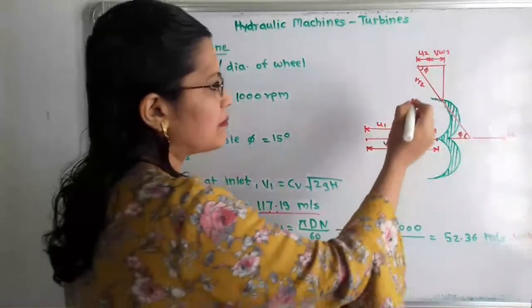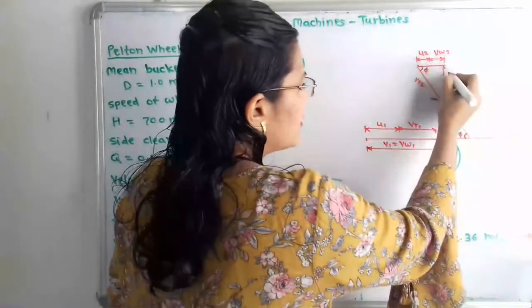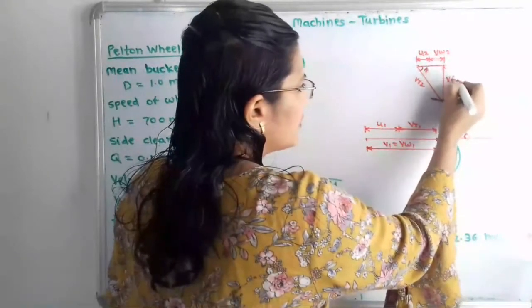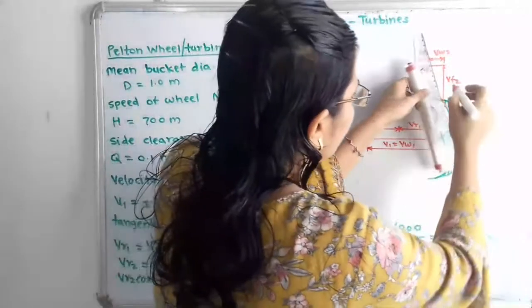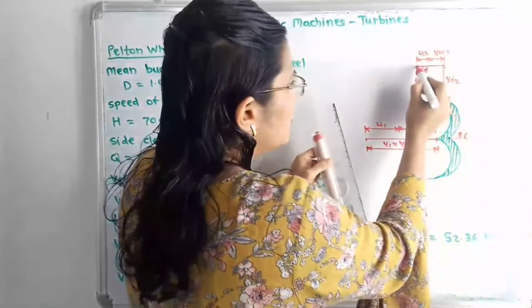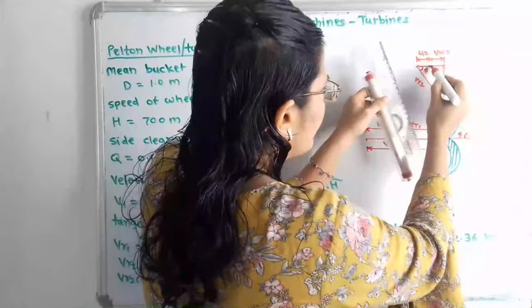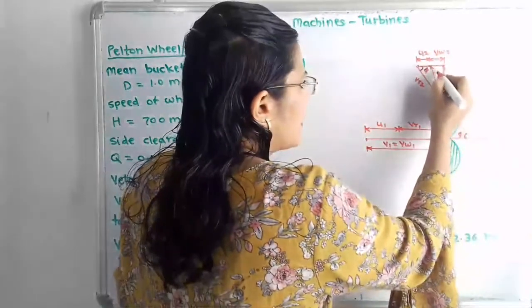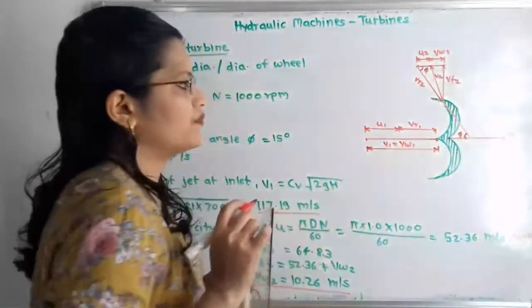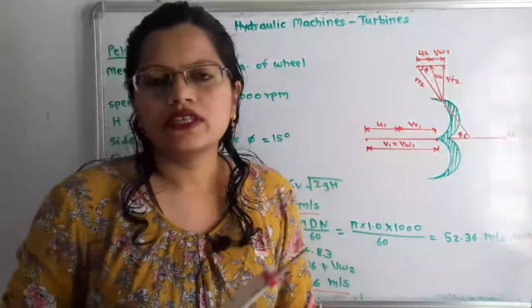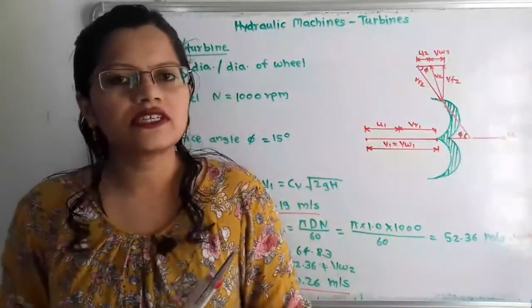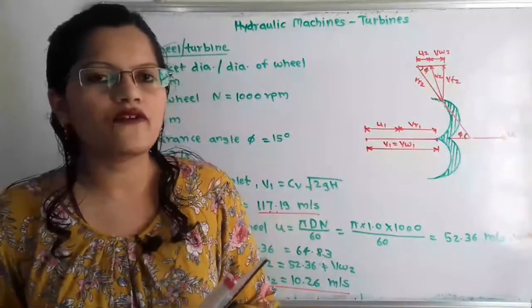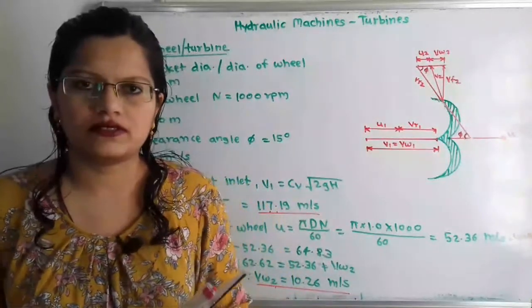So now I will complete the remaining. So here is the velocity of flow, that is vf2, and here I will show here is the point in between u2 and vw2. So from this point again I have to draw here one vector line, and that shows the value of v2. So in this way this velocity triangle is getting completed. Now we will move for the calculations.